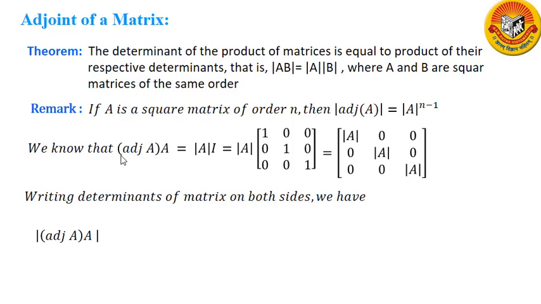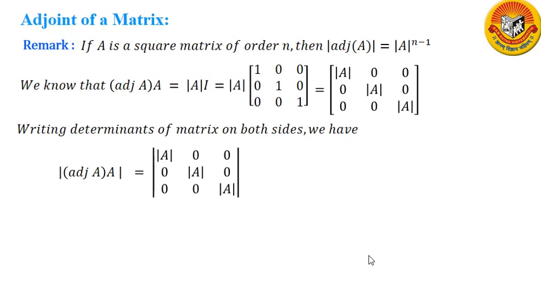So we will get determinant of adjoint A into A is equal to determinant of this matrix. Now here, as we know that determinant of AB is determinant of A into determinant of B, so determinant of adjoint A into A, I will write as determinant of adjoint A into determinant of A.